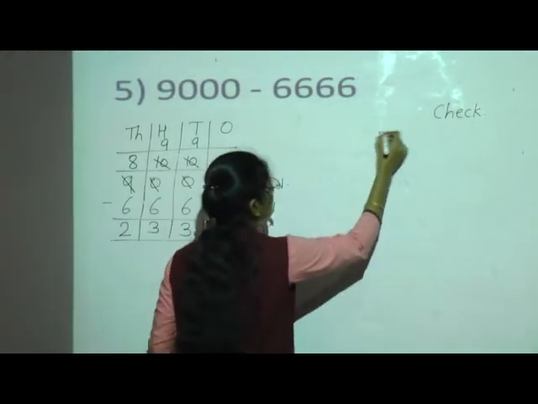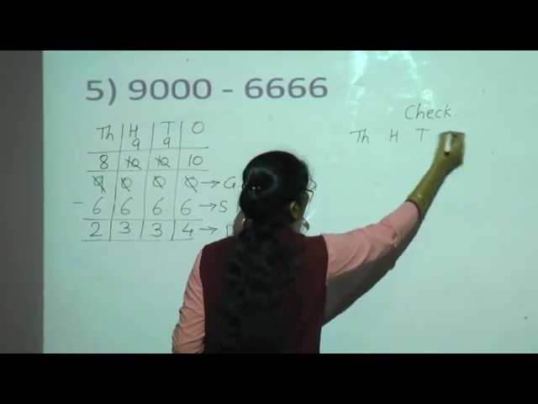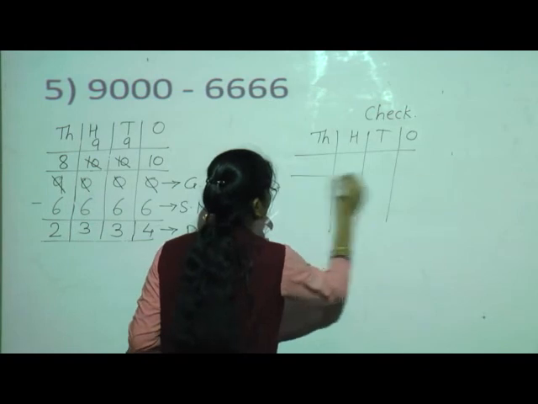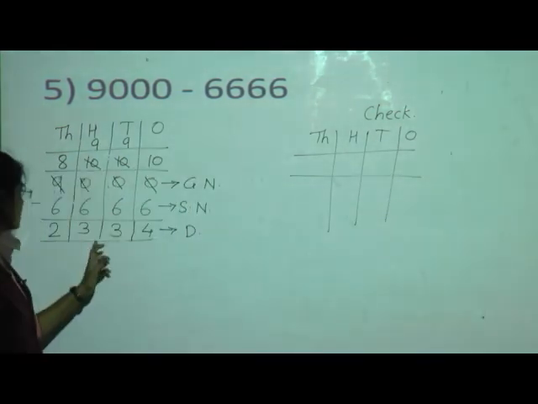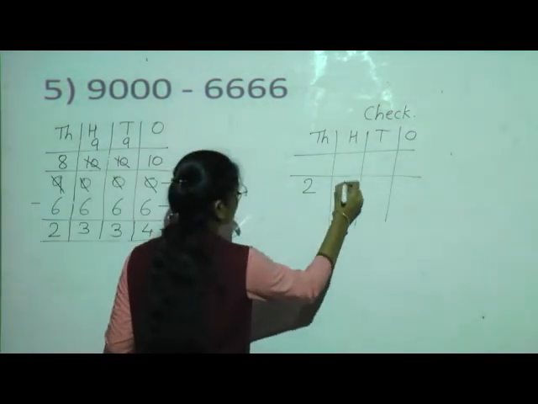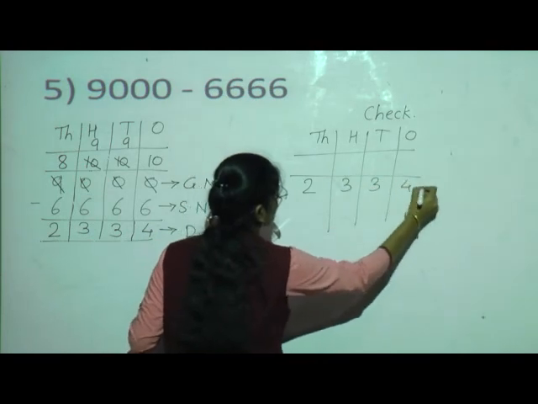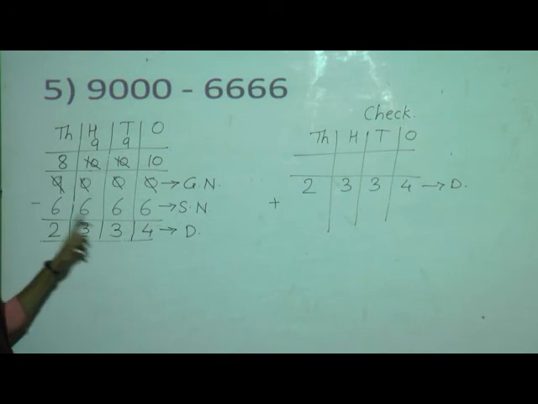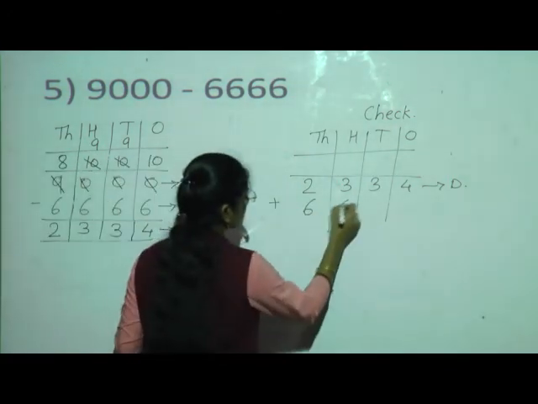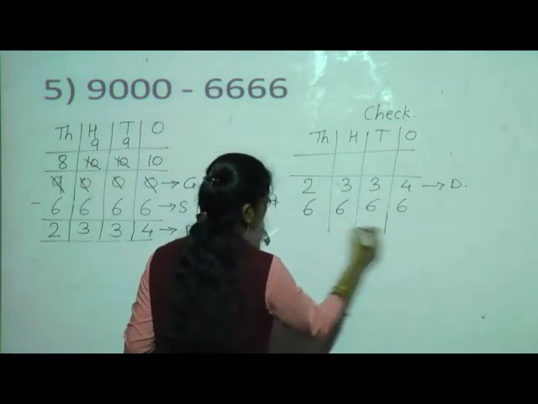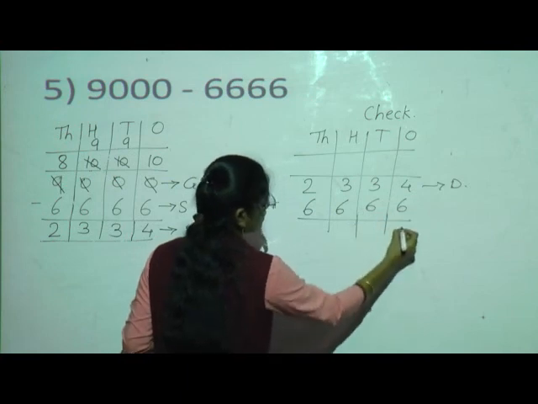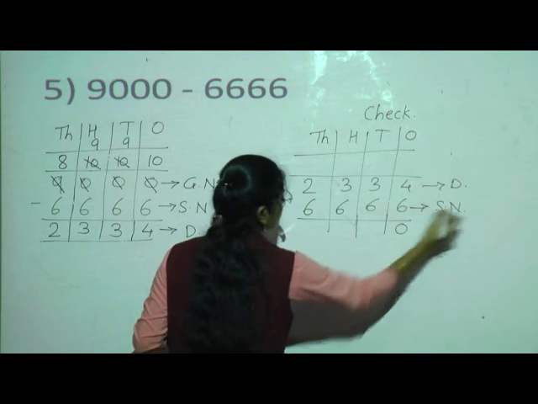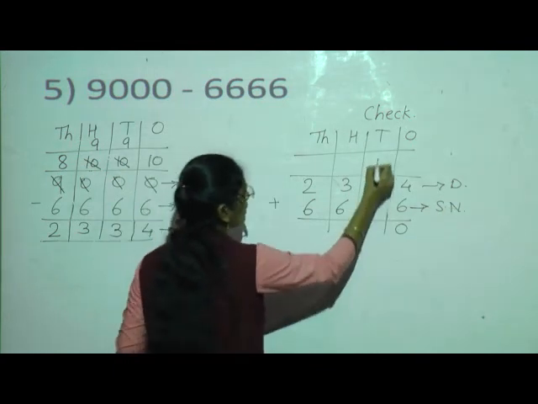Write the difference in the place value chart. What is the difference? The difference is 2334. This is the difference. Now what is the smaller number? Smaller number is 6666. Now add these two numbers. 4 plus 6, 10. Okay. So 10 ones means 0 ones and 1 ten.